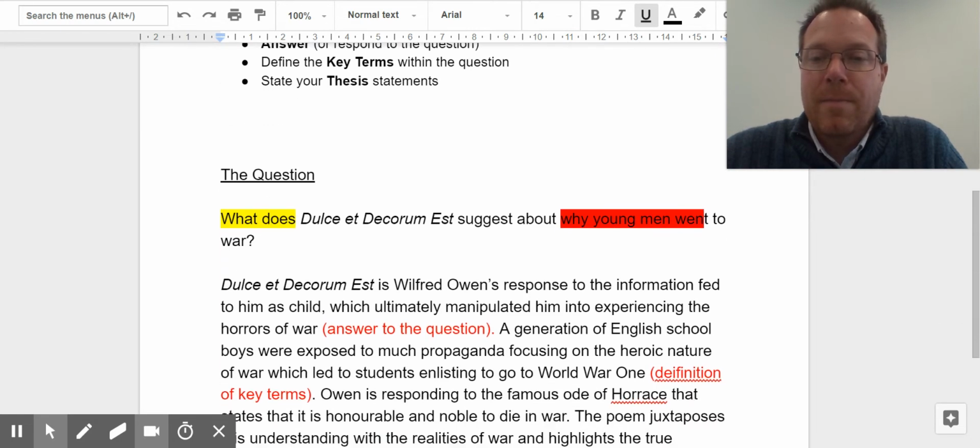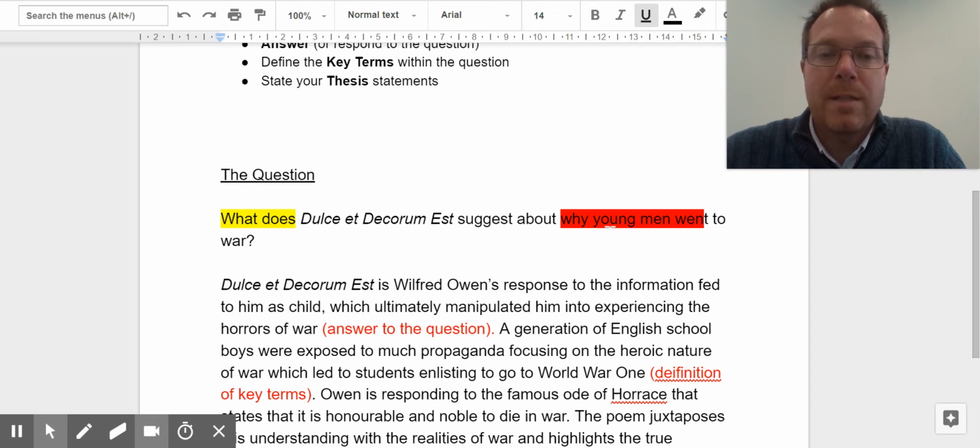So if there's a question, what does Dulce et Decorum Est suggest about young men went to war? Sorry, what does it suggest about why young men went to war? So in terms of verbs, there is no key verb from the HSC syllabus here. But what you've got to do is try and interpret it. So the what does essentially means discuss it. Discuss the concepts within this poem and discuss what it's saying about why young men went to war.